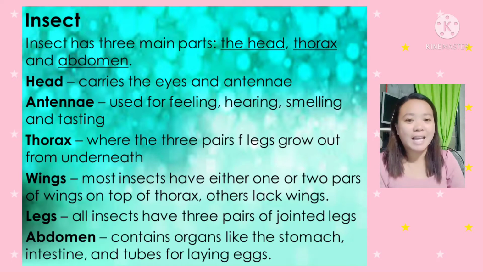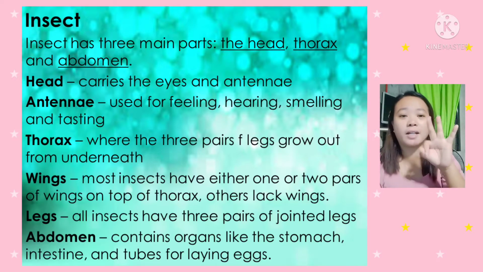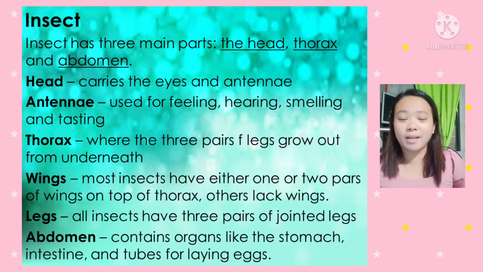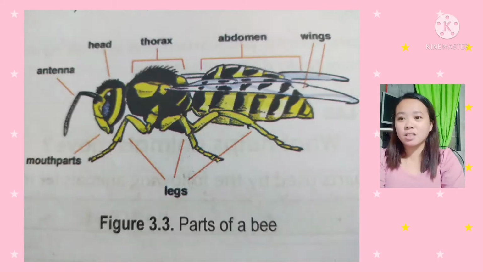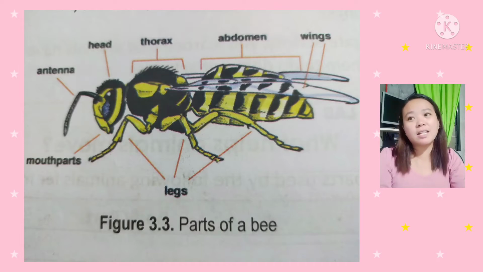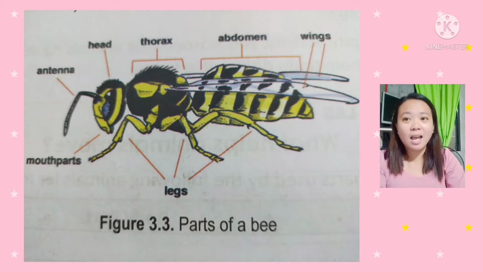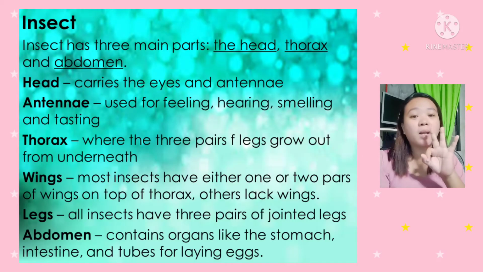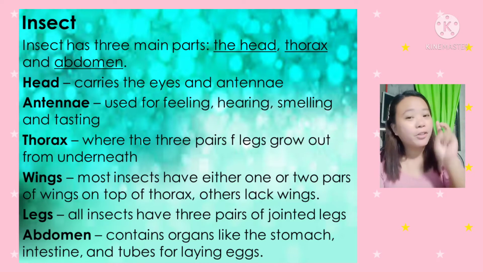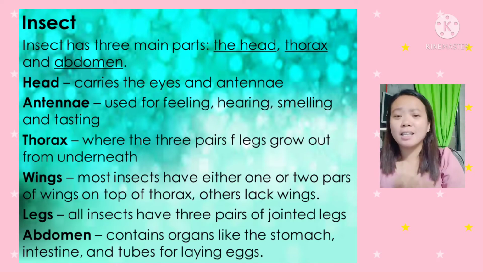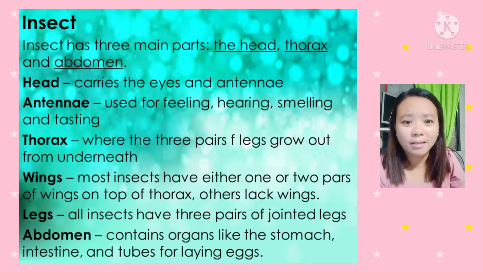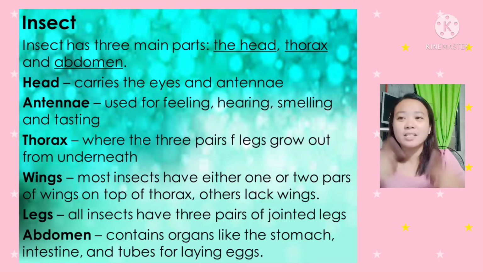The insect has three main parts: the head, the thorax, and then the abdomen. Look at the picture there. This is the head, this is the thorax, and this is the abdomen. Again, the insect has three main body parts. So what is the head? Of course, the head carries the antenna and the eyes of the insect.